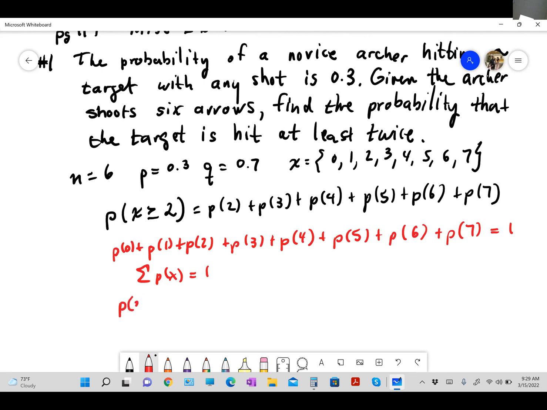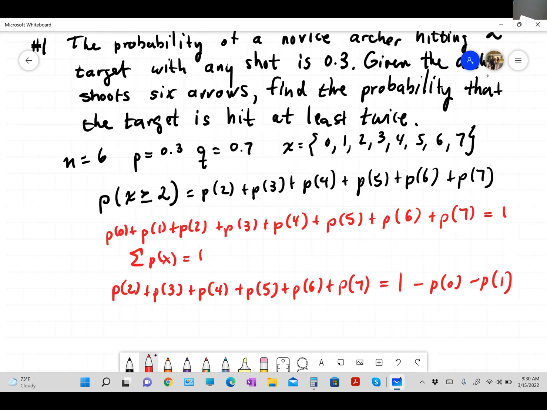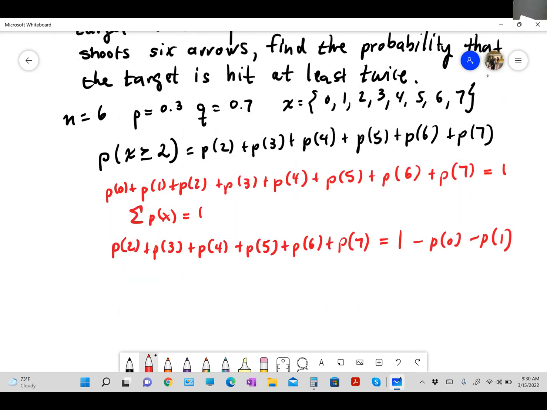the probability of 2 plus the probability of 3 plus the probability of 4 plus the probability of 5 plus the probability of 6 plus the probability of 7 equals 1 minus the probability of 0 minus the probability of 1. So in other words, you just compute 0 and 1 and subtract it from 1, and you're going to get the probability of at least 2, which must therefore equal 1 minus the probability of 0 minus the probability of 1. So just compute those two. Does that make sense?